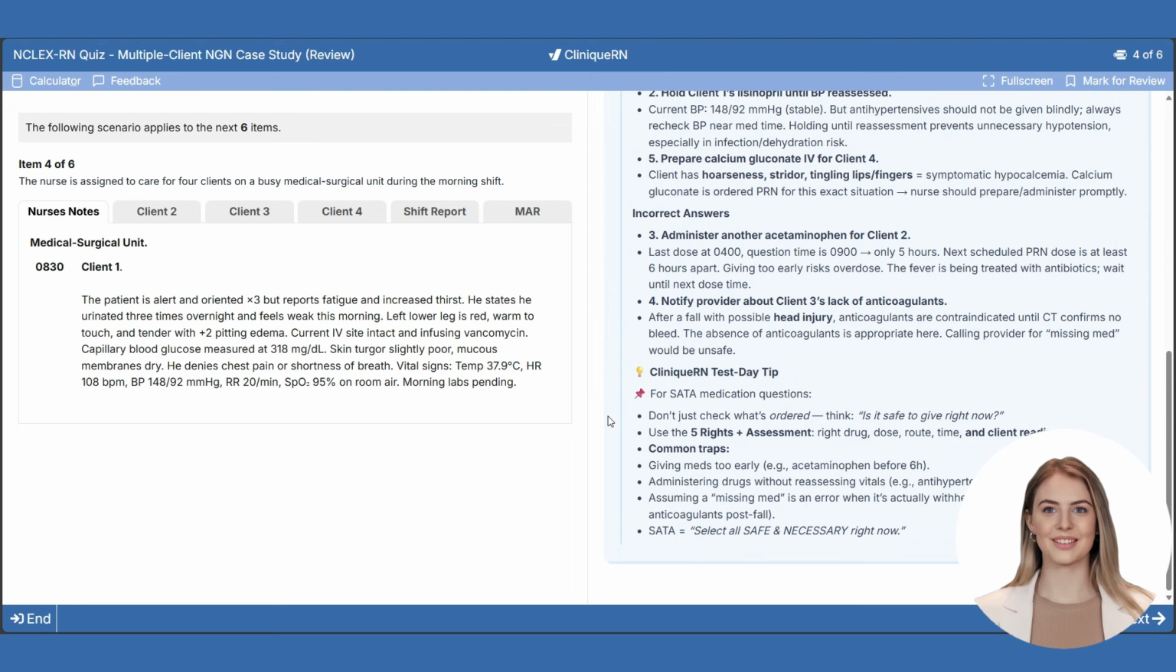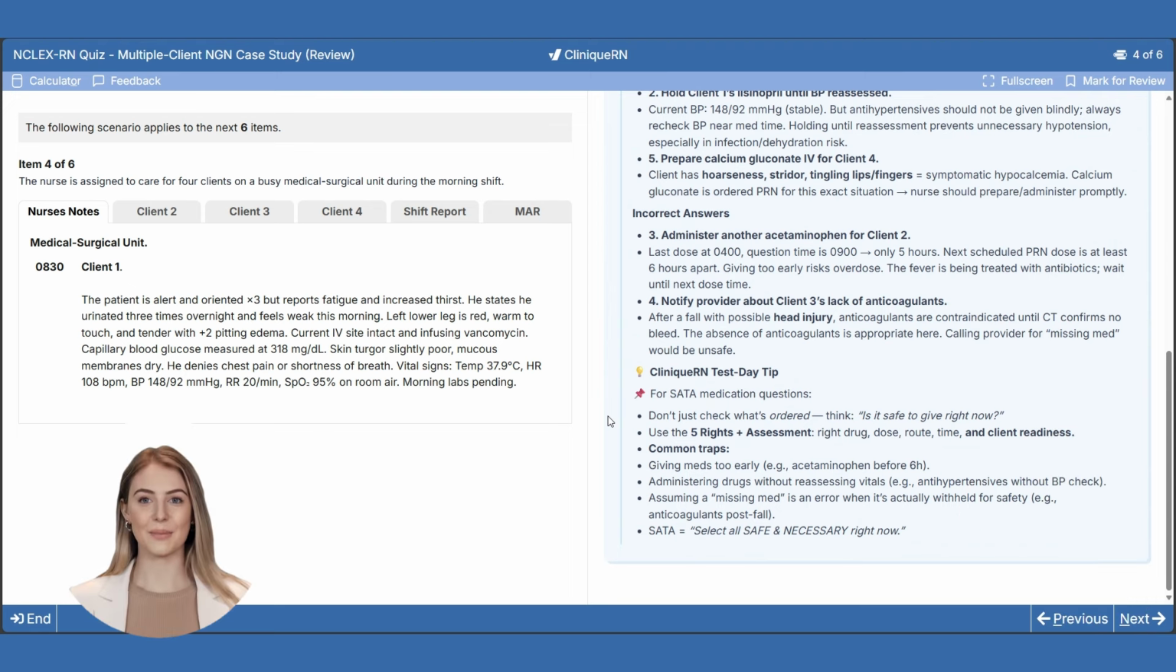Common traps: giving meds too early, for example, acetaminophen before 6 hours. Administering drugs without reassessing vitals, for example, antihypertensives without a BP check. Assuming a missing med is an error when it's actually withheld for safety, for example, anticoagulants post-fall. SATA refers to select all safe and necessary right now.